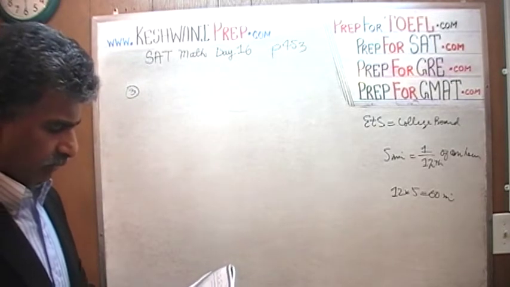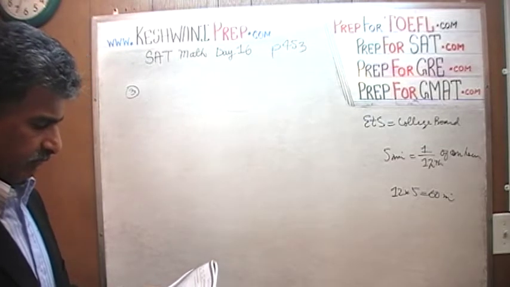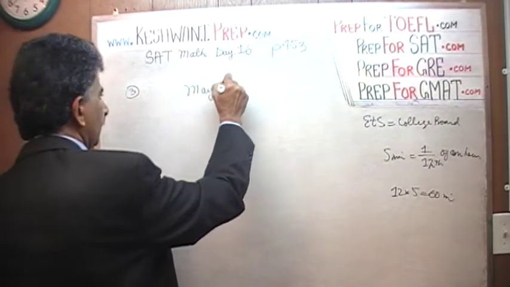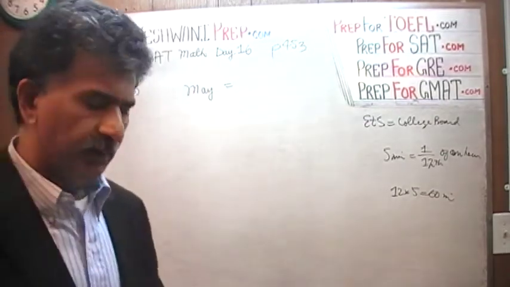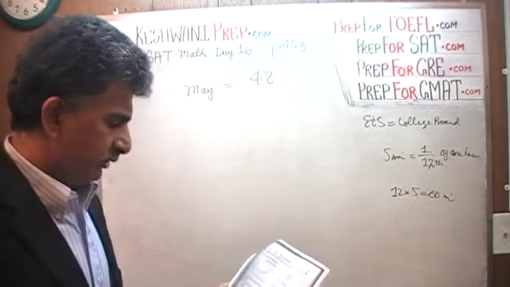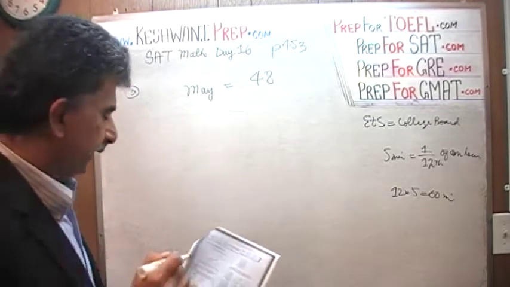Kathy sold how many more cars in the month of May than in the months of January and February? Alright, January and February combined. In May, if you look at the chart, you will see that she sold 48 cars. How many more did she sell in May compared to January and February combined? We have to combine them.